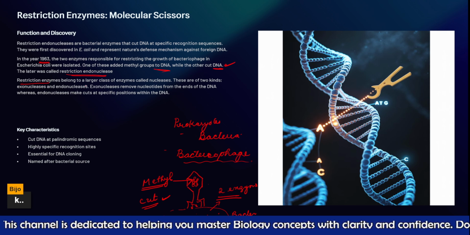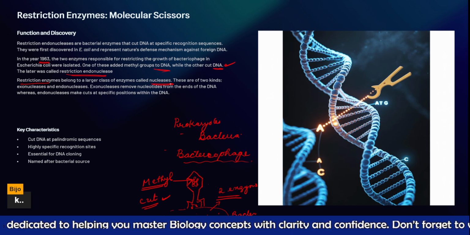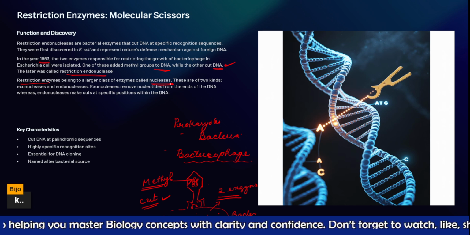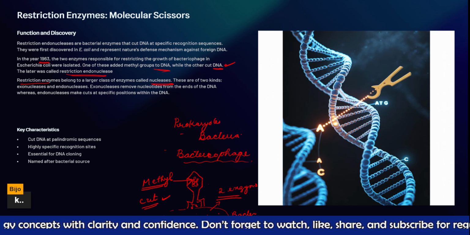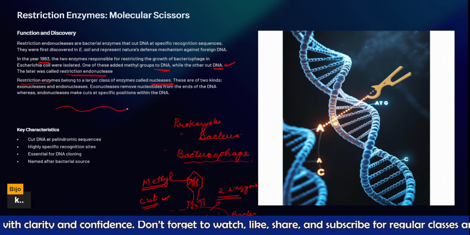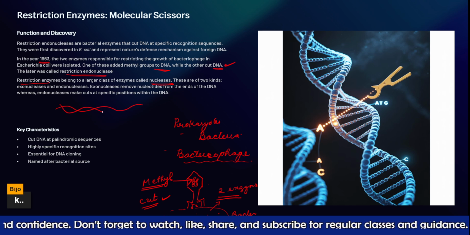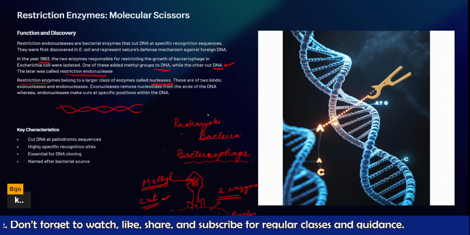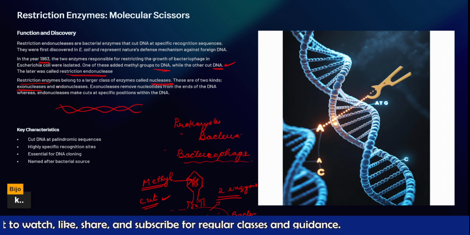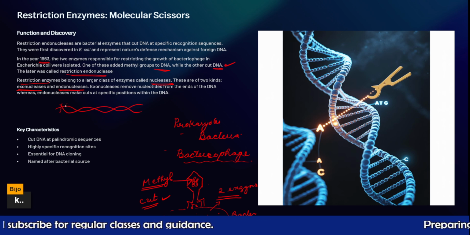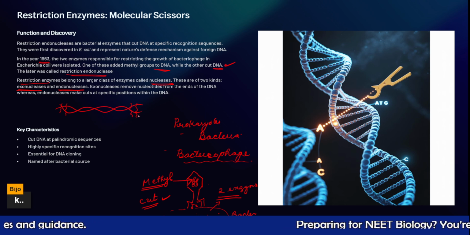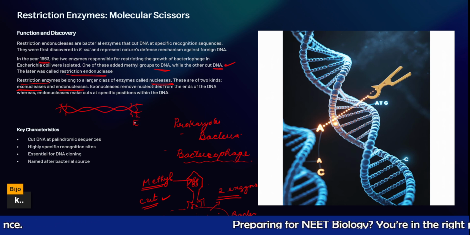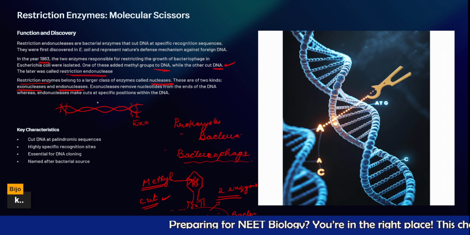They belong to the class nuclease. We know the nuclease enzymes are involved in the digestion of nucleic components. So these restriction nucleases are of two different types. One is called exonuclease and the other is endonuclease. Exonuclease will cut the outer part of the DNA, like this. Those enzymes are the exonucleases.